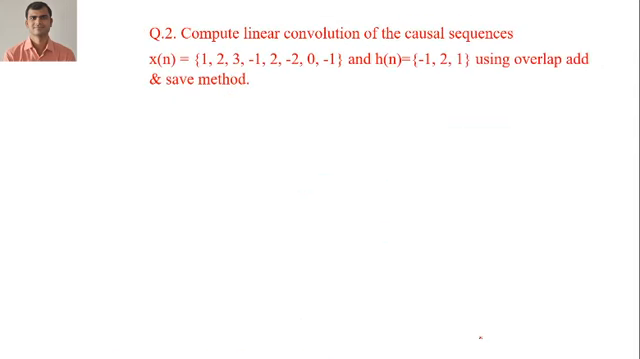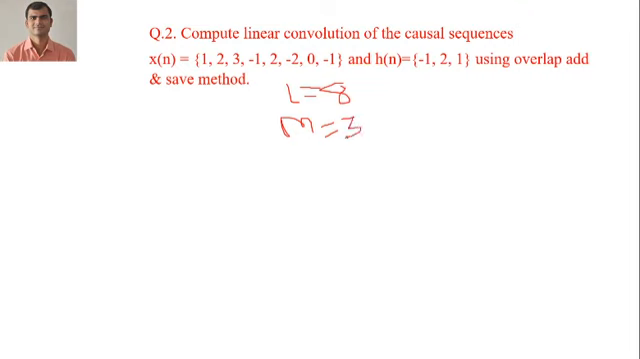We'll see the next question. Here x of n sequence is given and h of n sequence is given. Using the overlap add and overlap save methods, find the linear convolution. The length of L is known, 3, 3, 6 and 8, so the length of L is 8, and the length of h of n, that is capital M, is 3.